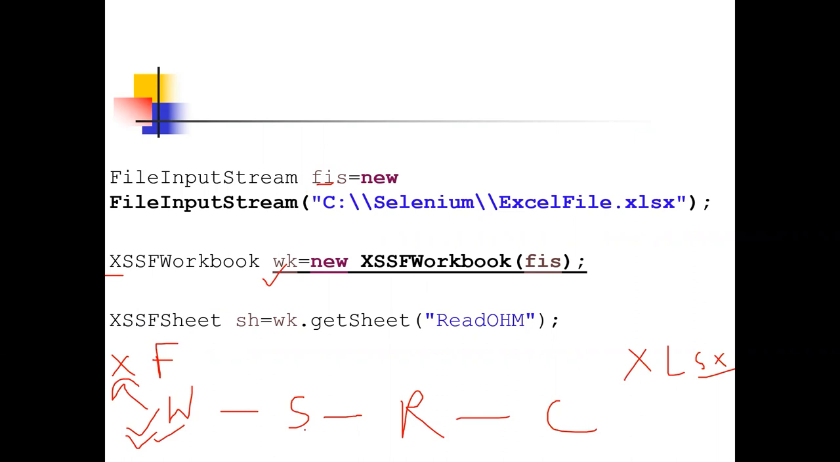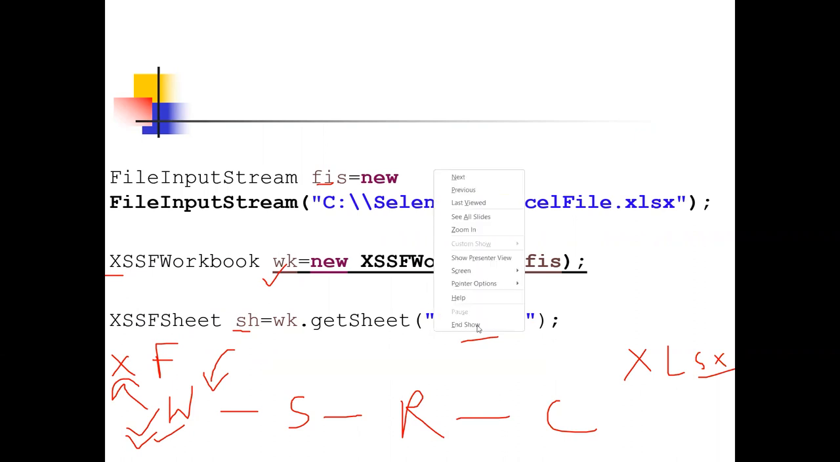Then we'll deal with the sheet. So XSSFSheet s equals, taking the reference of the previous one, that is wk. So wk.getSheet, and the name is readOHM, meaning the read Orange HRM application name, which I will give as the name. Got it? Understood?